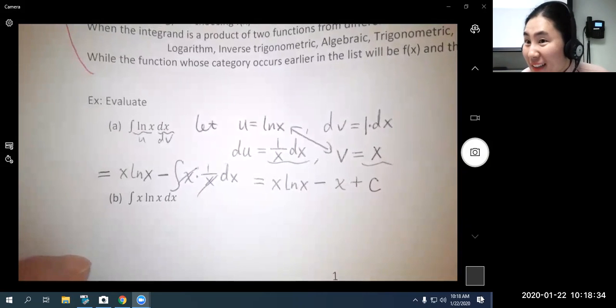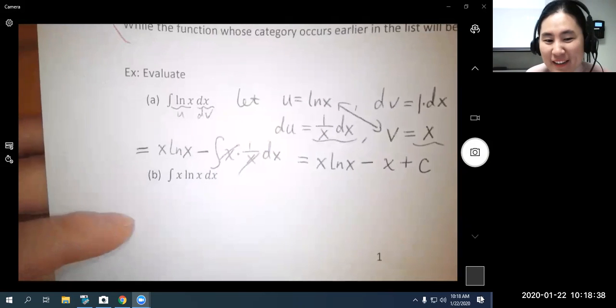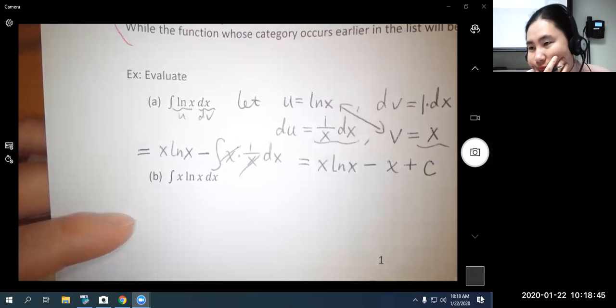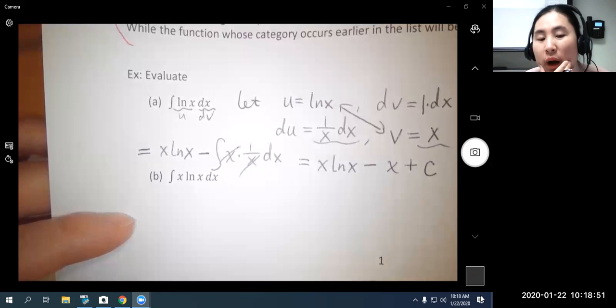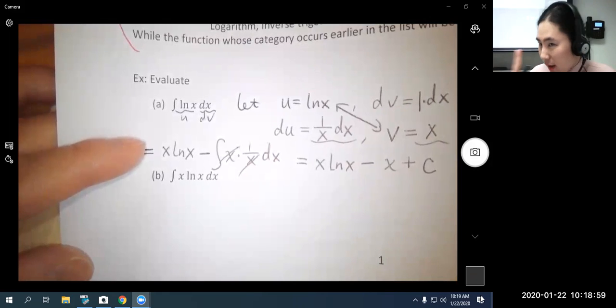You guys, first good? Question A. All right, so let's try question B together. We're going to find the integral of x times ln x dx. There are two functions, one is x, the other one is ln x. Which function do you want to choose to be our u? Okay, so let's give it a try and see whether it works or not.